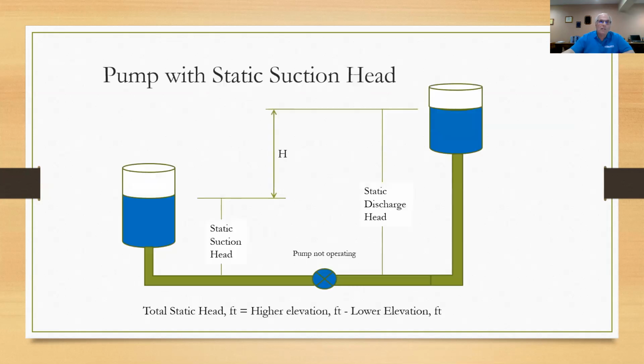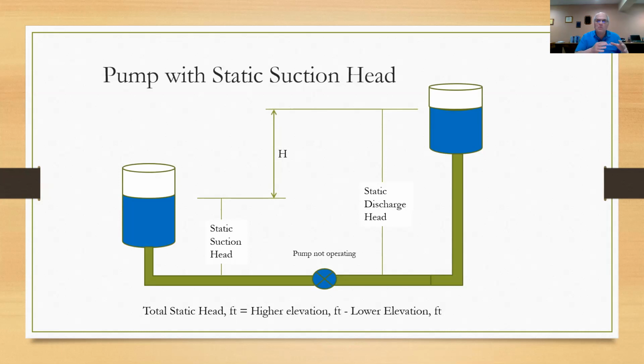So here are some pictures that will help us understand that. This is a diagram of a pump with static suction head. Notice the pump down at the bottom middle. The pump is not operating. There are two heads being shown here. One is the static head on the suction side, static suction head, where the reservoir of water is sitting higher than the pump. So that's pressure in terms of head available to the pump.